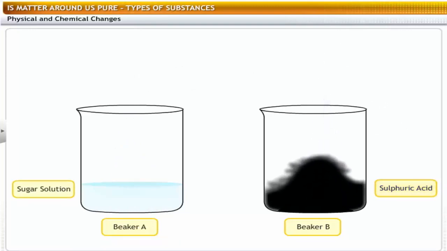Now, observe what happens in beaker A. The sugar gets dissolved in water. In beaker B, sugar reacts with sulfuric acid and black sugar charcoal is formed.